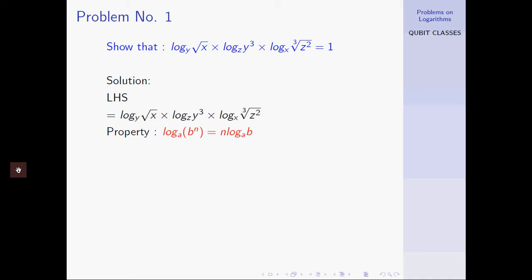So we will now use a property of logarithms which reads: log of b raised to n to the base a is equal to n into log of b to the base a. So this gives us log of root x to the base y as 1 upon 2 log of x to the base y, into 3 into log of y to the base z because we had y cube, into 2 by 3 into log of z to the base x, because cube root of anything is the number raised to 1 upon 3.